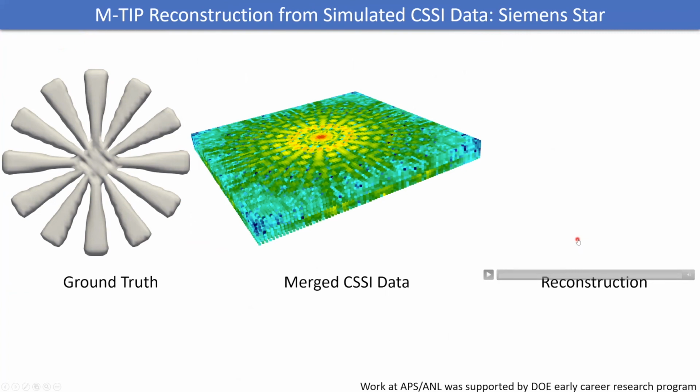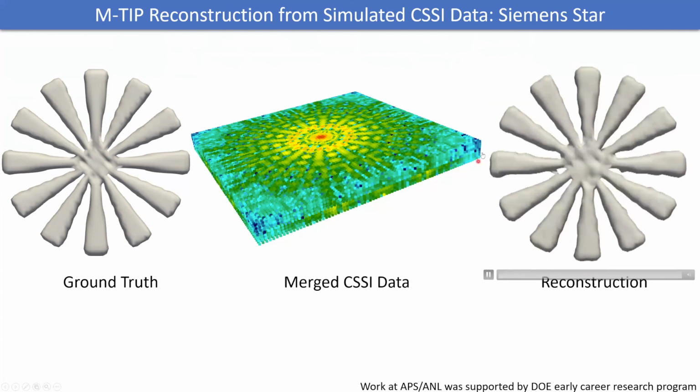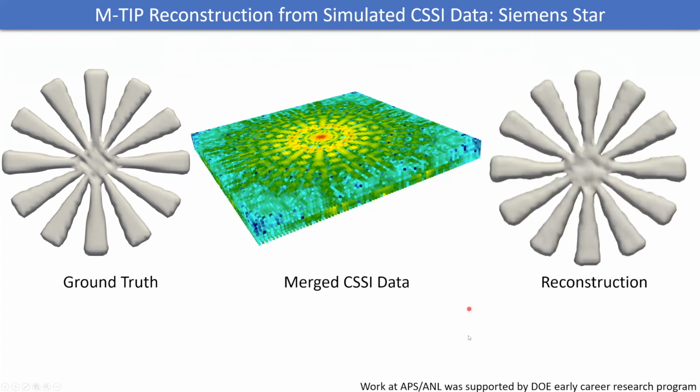So I start with just random noise for the density. Here I'm visualizing the density as an isosurface of the three-dimensional grid. The initial random density ended up being too low. It was below the threshold I used to draw the density, so it just shows up blank here. But if we let this run, you see that we quickly converge to the structure of the Siemens star on the left.